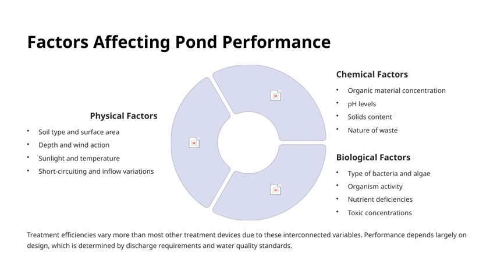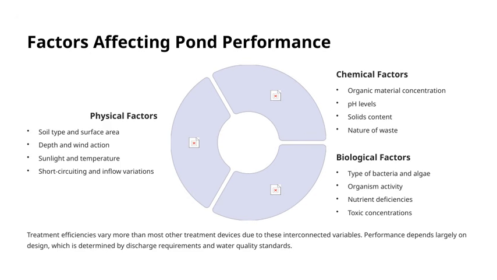Moving on to chemical factors, the concentration of organic material is a big one. More organic matter means more demand for treatment. pH levels are critical because they affect the activity of microbes that break down waste. Solids content, including suspended solids, can hinder treatment processes if too high. And of course, the nature of the waste, whether it's organic, inorganic, or toxic, directly influences how effectively the pond can treat the water.